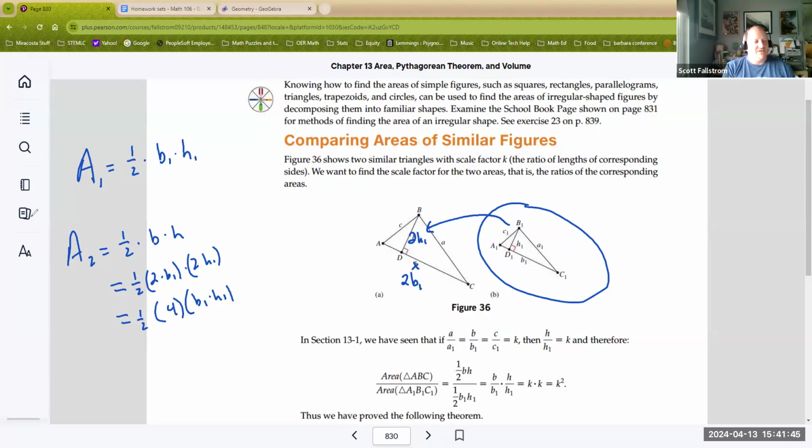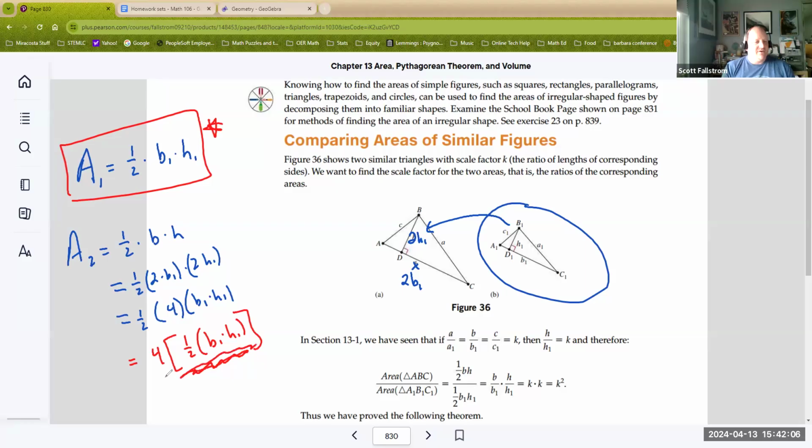The reason why I'm putting it this way is I know I could simplify the half and the 4, but I want you to look. I'm going to rewrite it as 4 in front times 1/2 b1 times h1. I want you to see it this way. Because the area before was this, I have that exact thing right here, and I also have this thing that multiplies by 4. So when the scale factor is doubled, the area will be 4 times as much. Okay? And that's because it was 2 times 2.